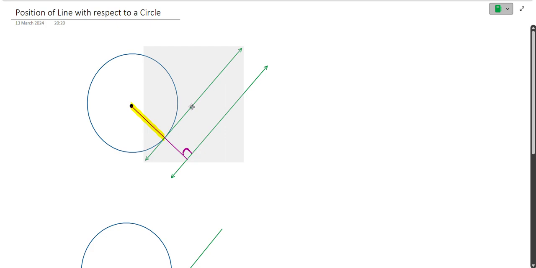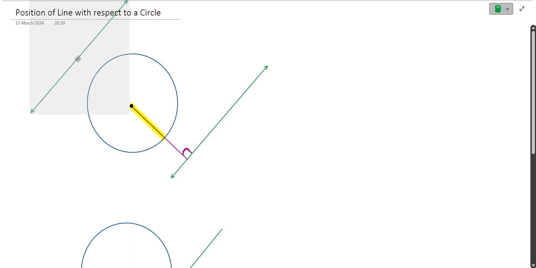So this is the condition where the line is touching the circle, and if I move further, the line will be intersecting the circle at 2 points. If I move further and further, it is still intersecting. Then again at this point it is touching the circle, and it is moving outside the circle now.